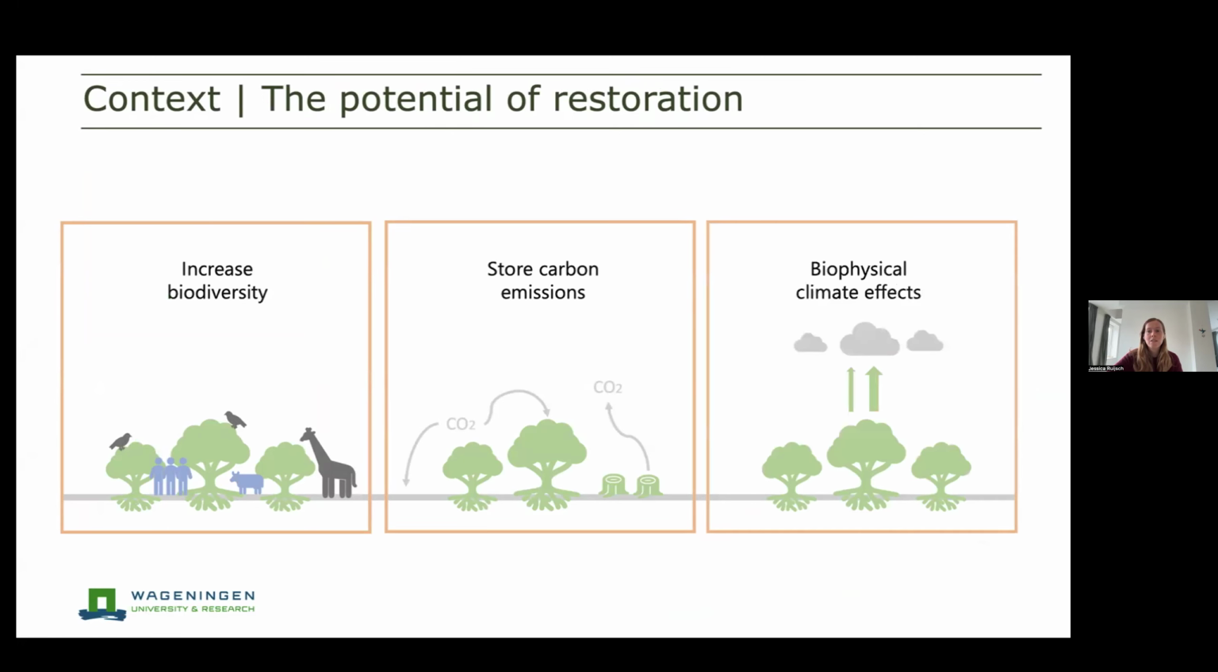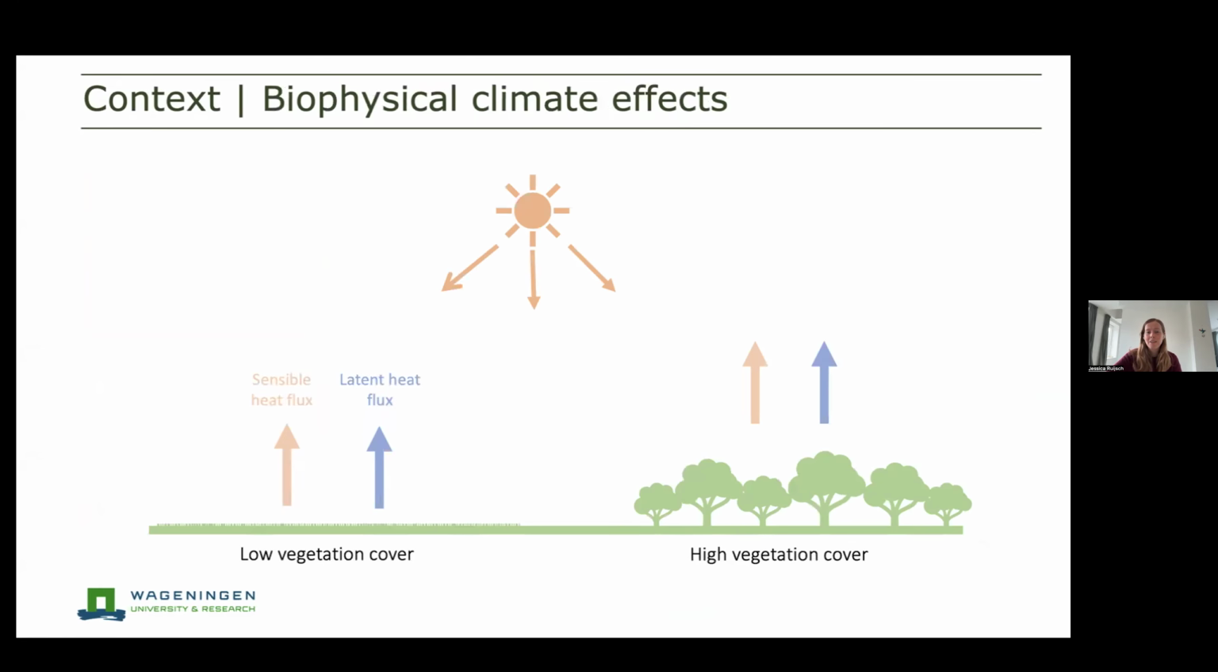But what's often not considered is that due to the changes in vegetation cover, the land restoration project can also very directly impact the local climate. And what do I mean by this? If you look at it very simply, the incoming solar radiation at low vegetation cover is brought back to the atmosphere in the form of mainly the sensible heat flux and the latent heat flux, which is used for evaporation and the transport of heat.